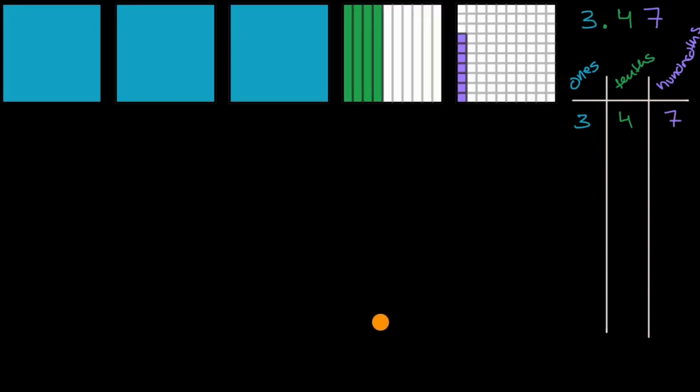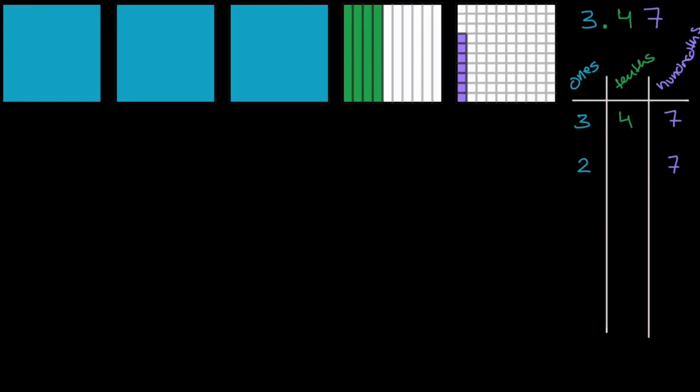But are there other ways that we could look at it? For example, is there a way of reimagining this? So instead of 3 ones, we have 2 ones, and we still have 7 hundredths. So how many tenths would we have in order for it to be the same value? Pause this video and think about that.